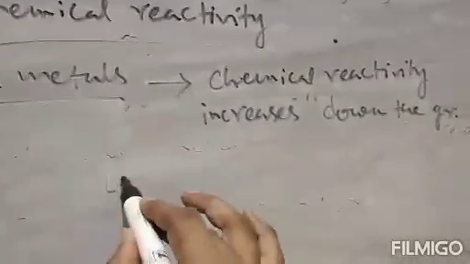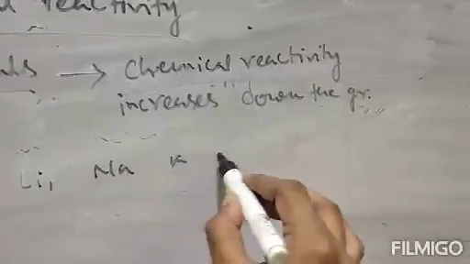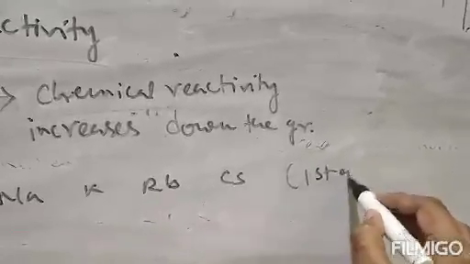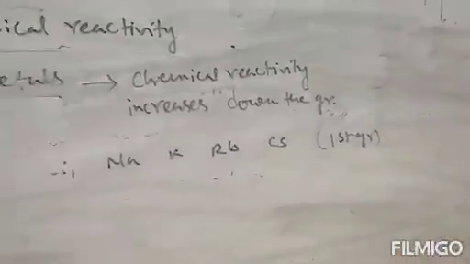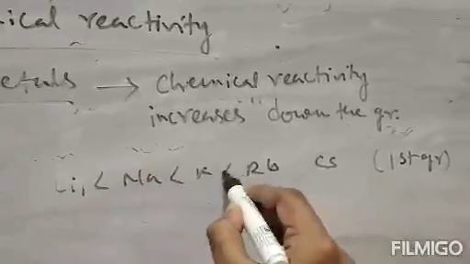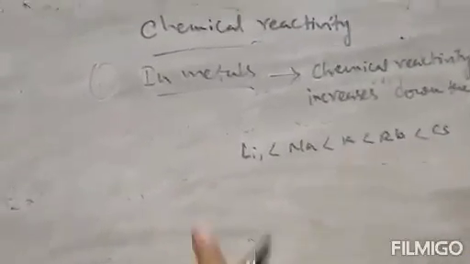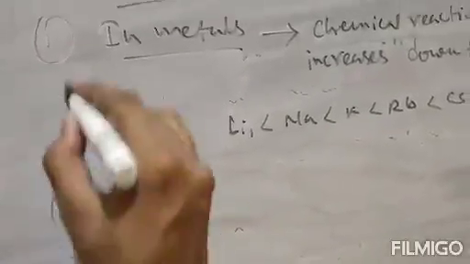Examples are lithium, sodium, potassium, rubidium, cesium. That is the first group of elements. Chemical reactivity increases, so the order will be like this. Cesium is the most chemically reactive, and lithium will be the least chemically reactive. So this is in metals. Number two, non-metals.